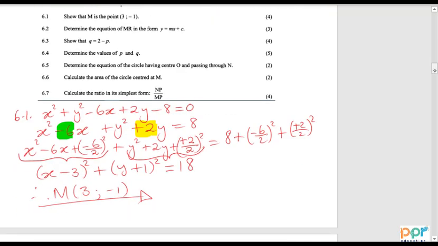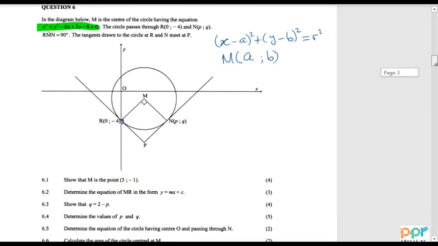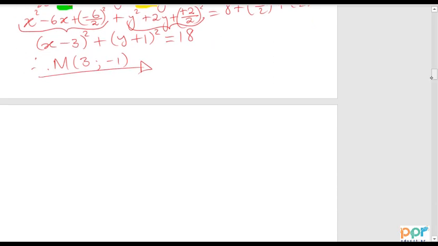Now the only thing that I need is a gradient. The coordinates are (0; -4). So for 6.2, the coordinates are (0; -4). The coordinates of M that we found above are (3; -1).